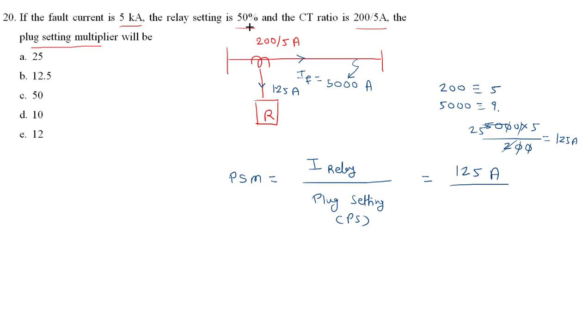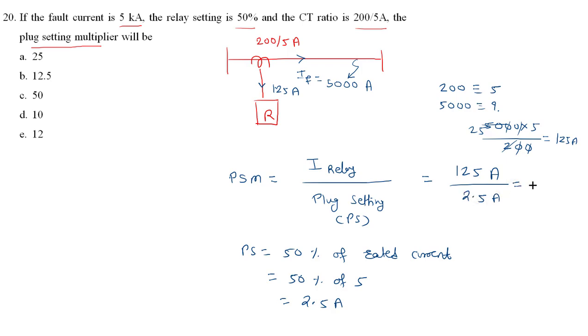So the numerator is 125 ampere divided by plug setting. Now how much is the plug setting? They have given it as 50%. So plug setting is 50%. 50% of what? 50% of rated current. Now how much is the rated current of the relay? Relay rated current can be 1 ampere or 5 ampere. It depends on the rated CT secondary current. So CT secondary current rated is 5 ampere. So plug setting is 50% of 5. 50% of 5 will be 2.5 ampere. So plug setting is 2.5 ampere.